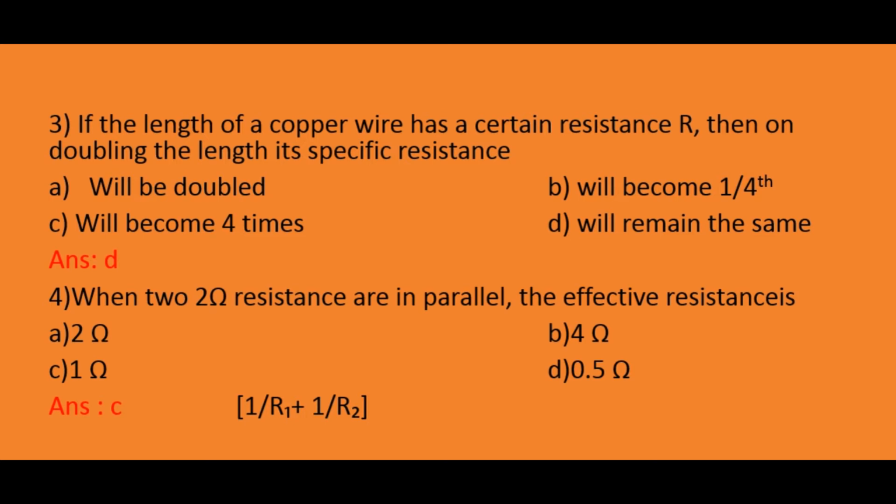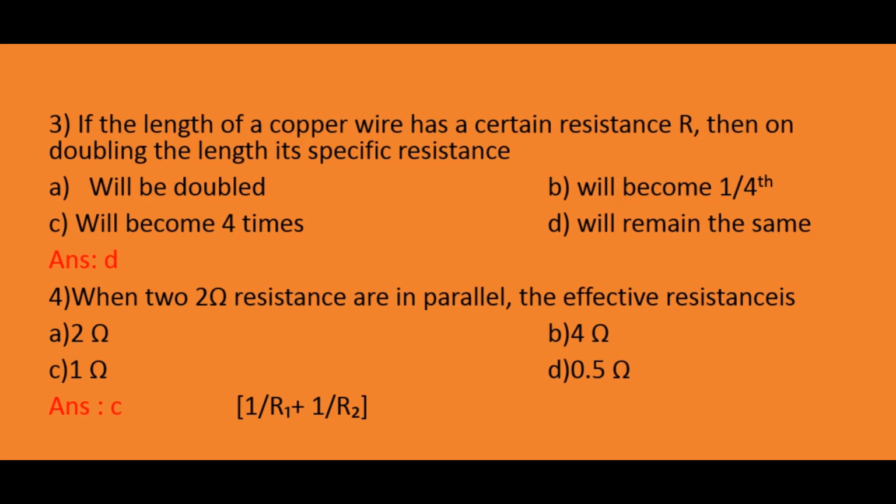The next one is: when two ohm resistances are in parallel, the effective resistance is. Here the resistances are connected in parallel. The first resistance value is 2 ohm, and the second resistance value is 2 ohm. The effective resistance means the total resistance. Use the formula 1 by R equals 1 by R1 plus 1 by R2. R1 equal to 2 ohm and R2 equal to 2 ohm. Substituting, we get the answer 1 ohm. So the correct answer is C, 1 ohm.